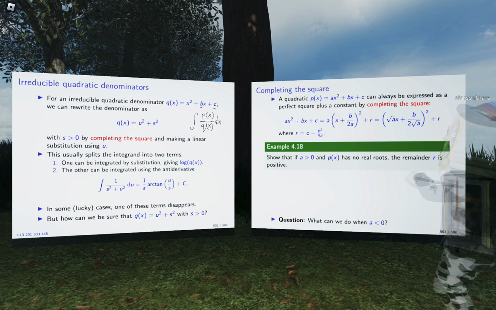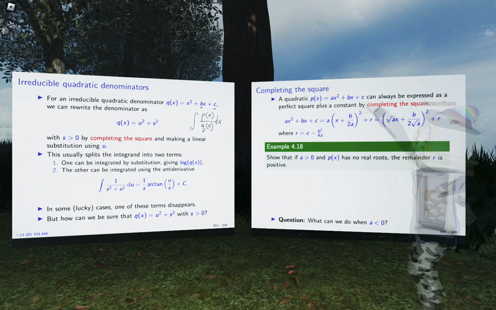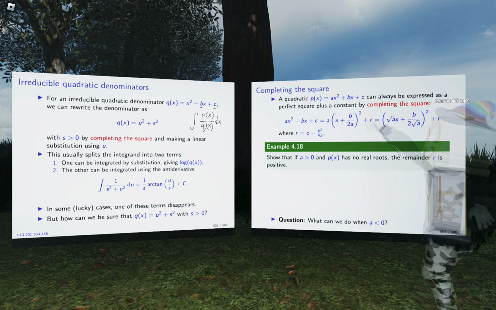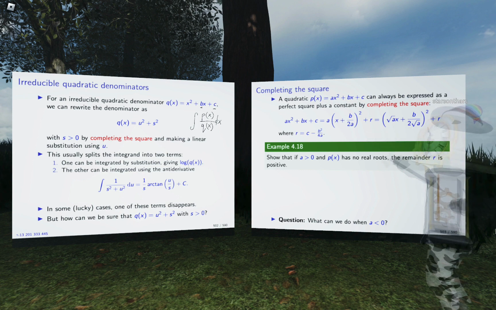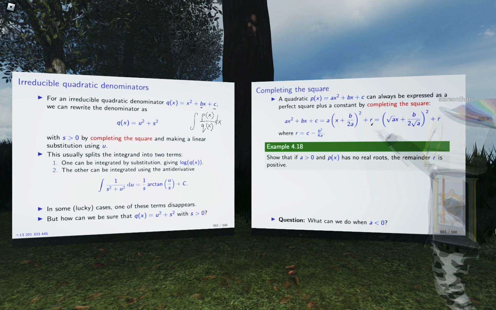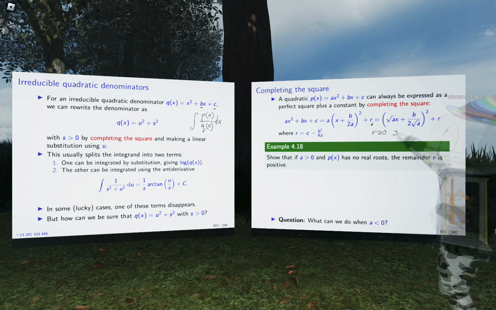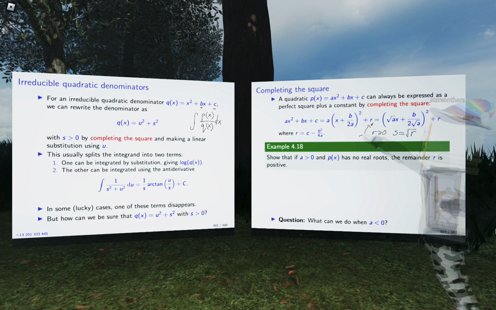Now, the observation to be made is that you can start with a quadratic with real coefficients. You can complete the square to get a remainder. That always works. Suppose you complete the square and you get here a positive number. Well, then you can set s to be the square root of r, and then this here will be s squared.